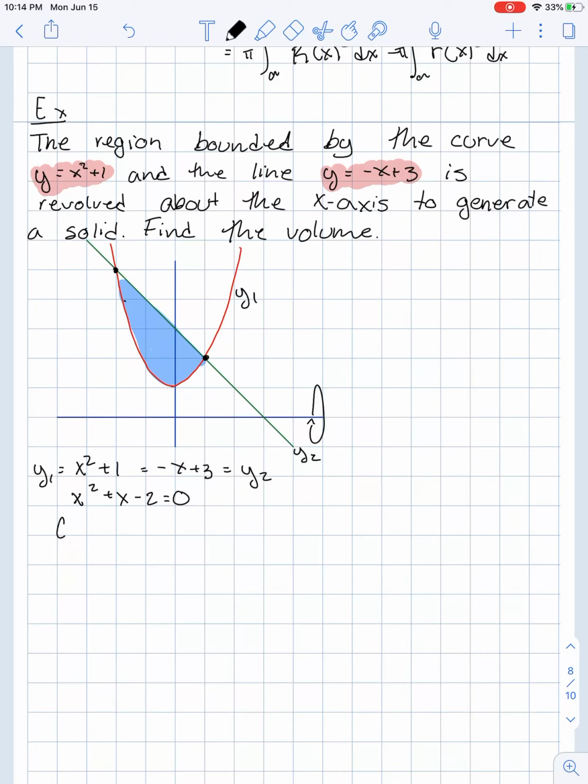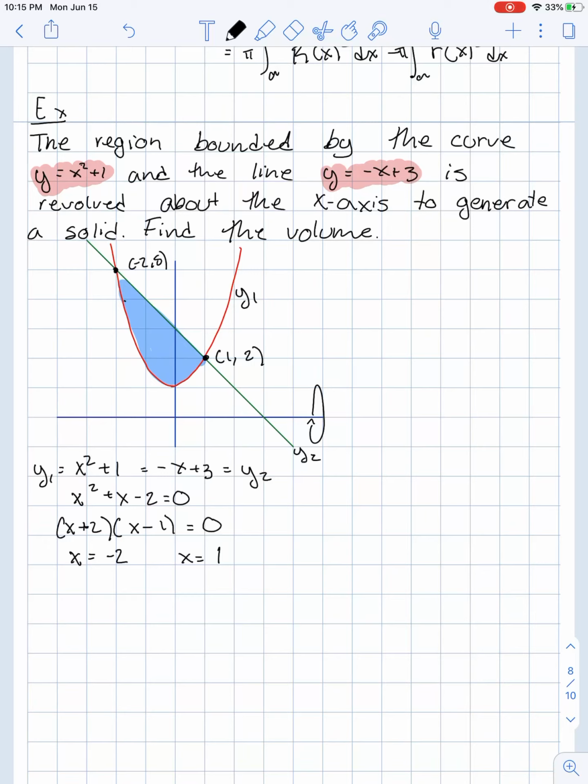2 equals 0. So that's going to give me x plus 2, x minus 1 equals 0, because x plus 2 and x minus 1 multiply to negative 2 and then add to 1. So that means that x equals negative 2 and x equals 1. So those are my points of intersection, our limits of integration. So this is at (1, 2), and this is at (-2, 5). Okay. Just plug those really quick into there. And I knew what they were.